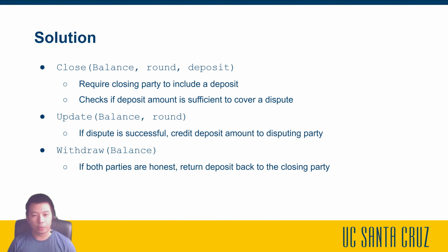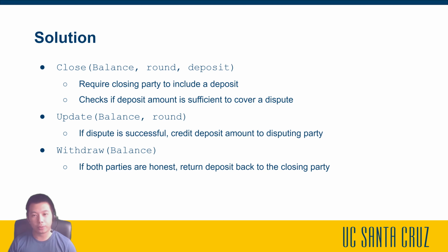The changes that we make to a standard payment channel contract are simple. First, to close the contract, we require that the closing party includes a deposit amount. Now, the contract will check whether or not this deposit amount is sufficient to cover the cost of sending a dispute transaction. In our Solidity implementation, this check is done by comparing the deposit amount with the block's base fee, which determines how expensive it is to send a dispute transaction.